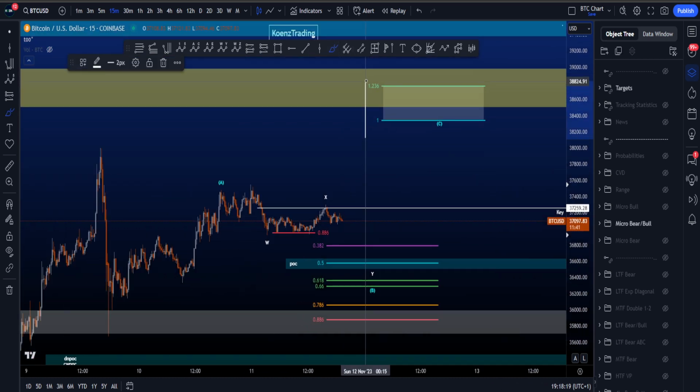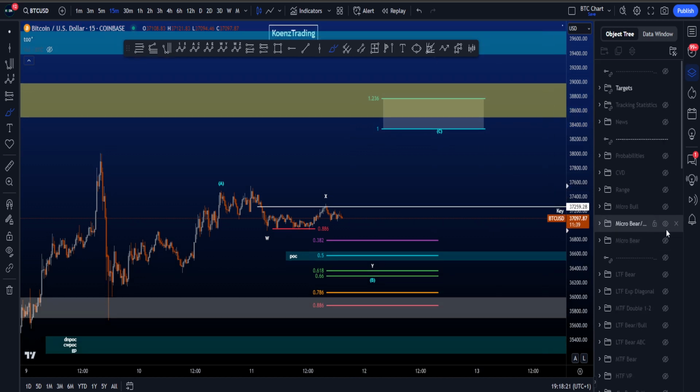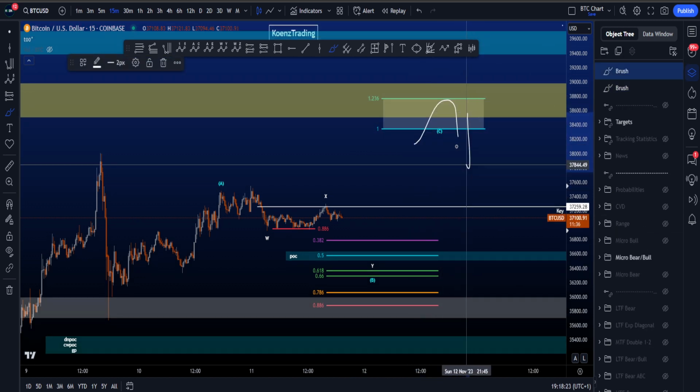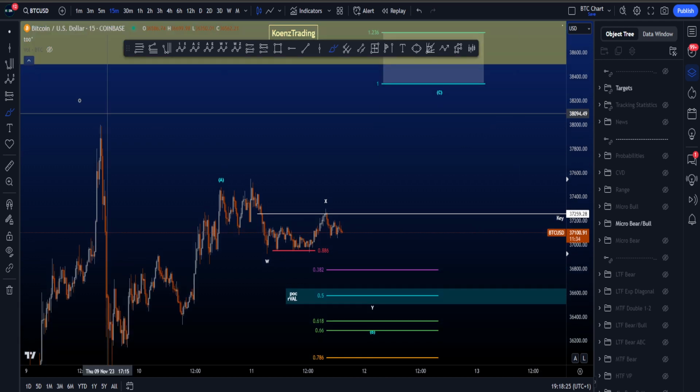and 39k, which is impressive resistance. So this scenario would lead to price going towards that golden target box and then eventually rejecting there for a bigger move towards the downside.